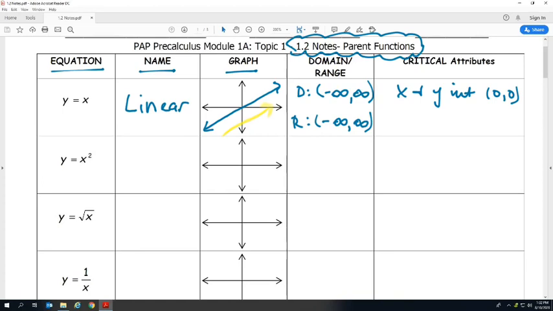It's also considered an odd function. What makes it odd is the fact that it reflects about the origin. So if you'll notice, in diagonal quadrants you see the exact same image. So in quadrants 1 and 3, we see the same thing.